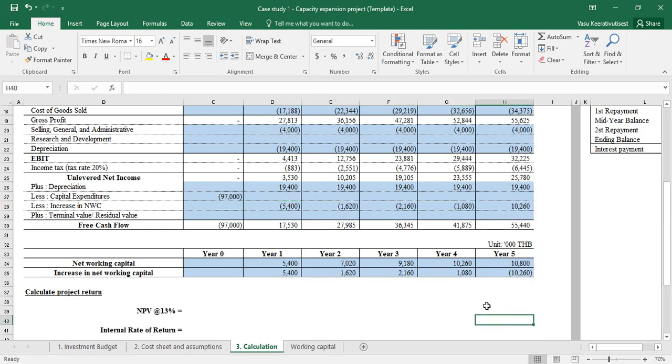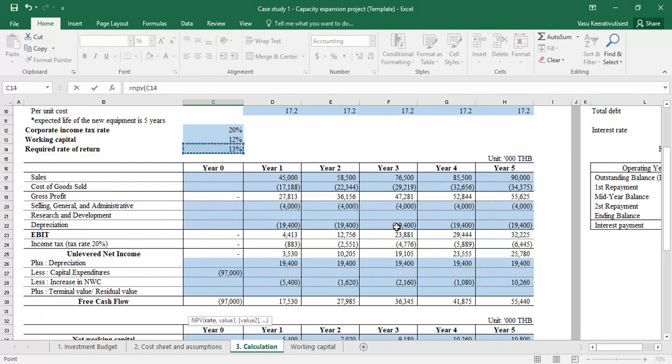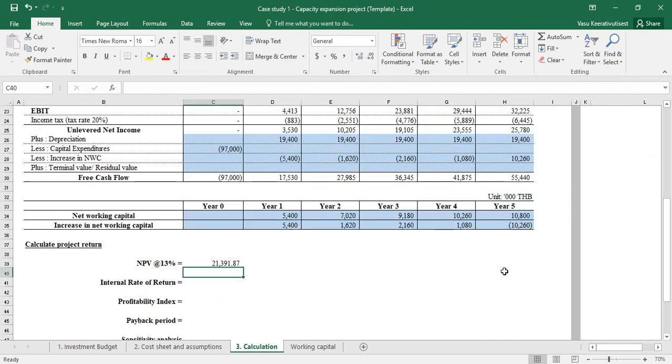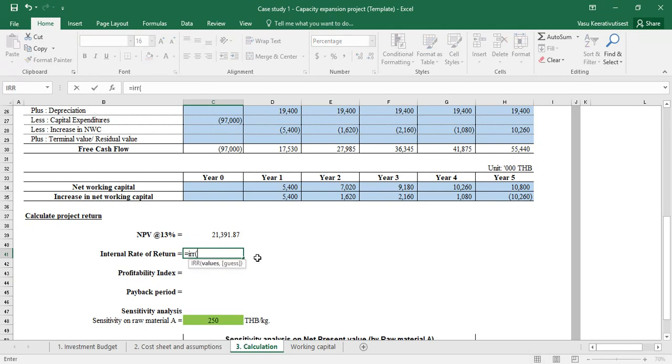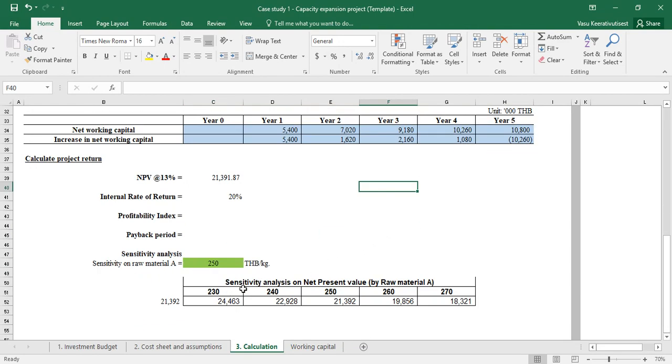So right now you have finished your free cash flow calculation. We're going to calculate NPV together. It is equal to NPV, open parenthesis, click on your rate, comma, select the future cash flows, and add the initial investment. If you calculate this correctly, you will get this NPV. Then we calculate IRR, which is equal to IRR, and you select here, that is 20%. So here's your sensitivity analysis.